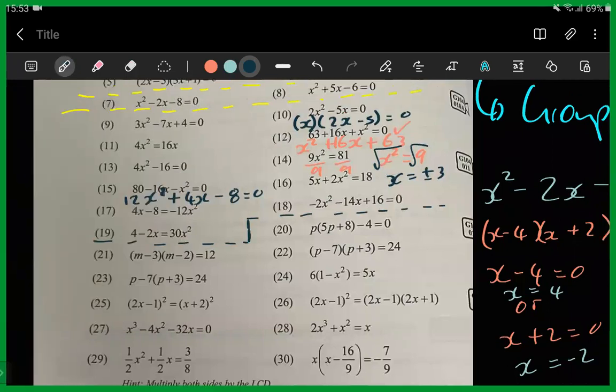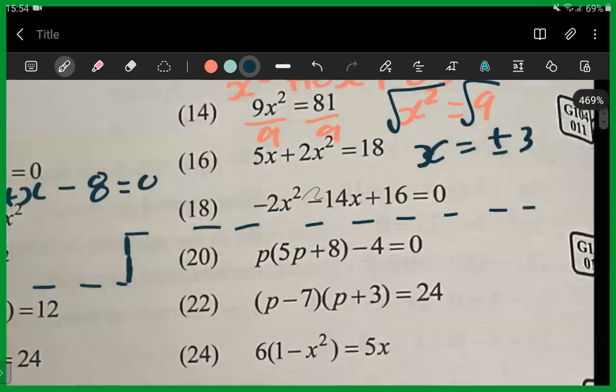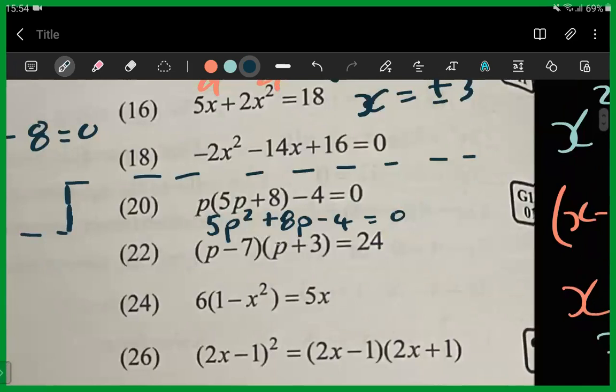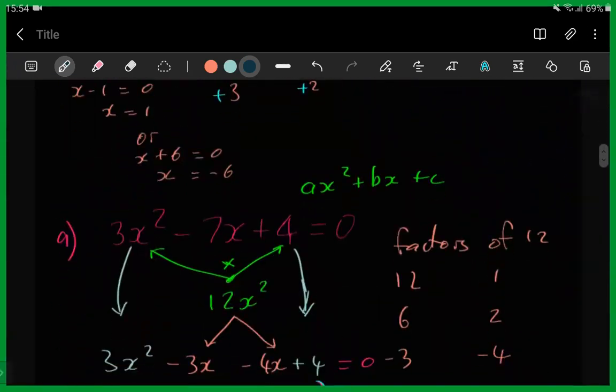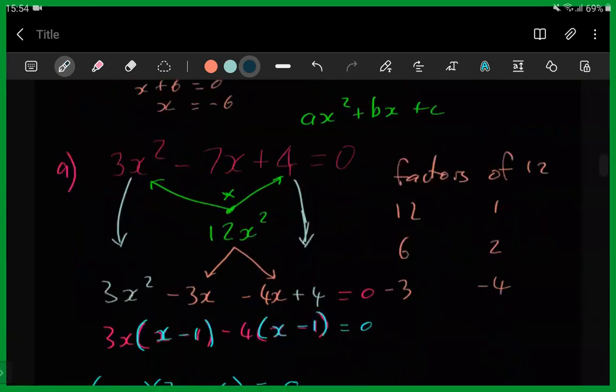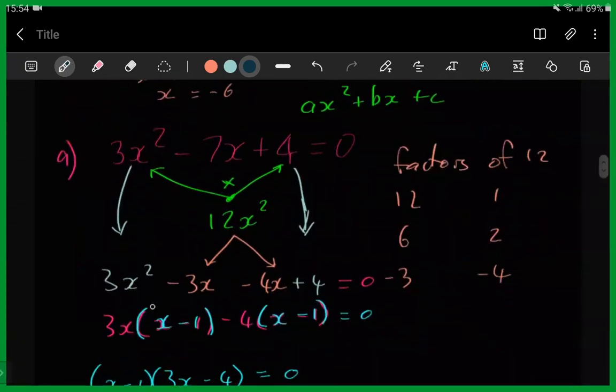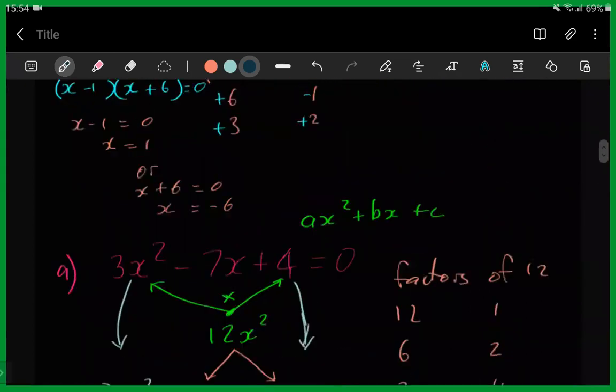To do that, we have to just multiply inside. P times 5p, that's like 5p squared. P times 8 is like 8p. And then minus 4 equal to 0. And then, what do we have? Now you will be able to use factorization by grouping, as we said, where you have to multiply the value at the end and the value at the edge there. Get an answer, get its factors, and then have 4 terms, and then factorize by grouping.